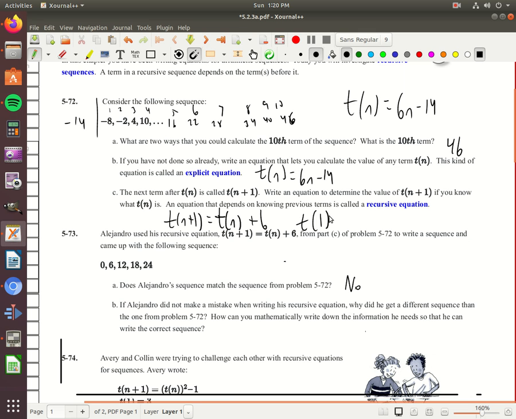Well, then we give you a starting point. Hey, by the way, the first term is -8. So you should start at -8, and then you should start adding 6. That way, here, he started at 0. It was the wrong place to start.